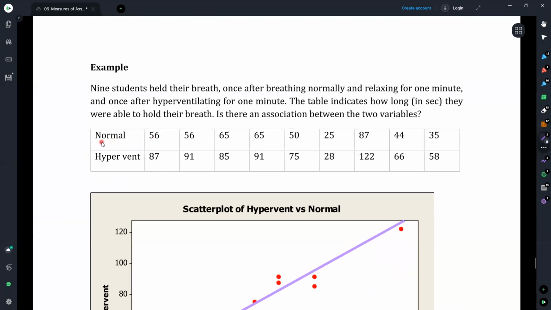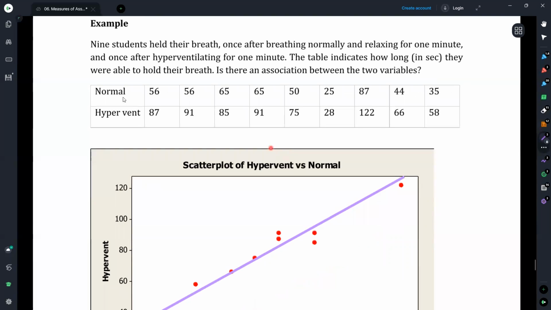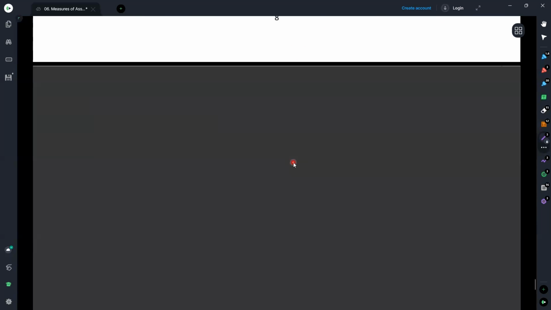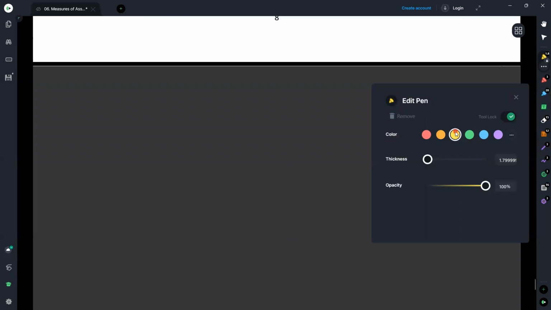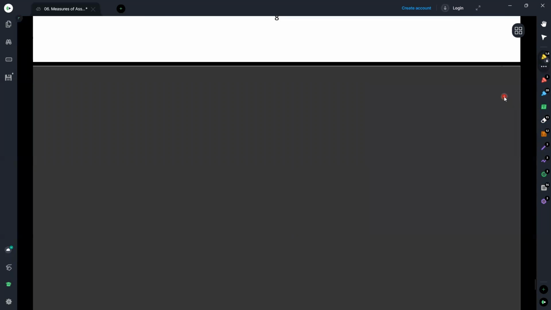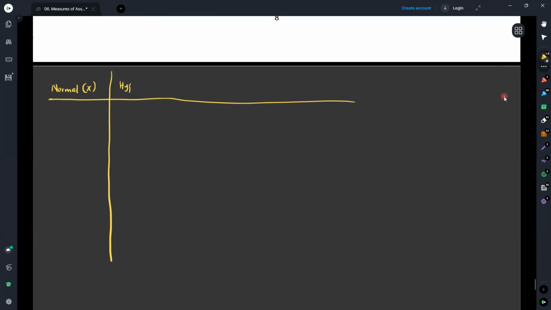In this set of data, I will consider my x variable as the normal condition, and I'm taking the y variable as the hyperventilated condition. For the ease of calculation, I will write down these values in a vertical manner. Here, row-wise we can see the variables, but I will write them column-wise. Under the normal condition, which I am taking as my x variable, and the hyperventilated condition, which I'm taking as my y variable.